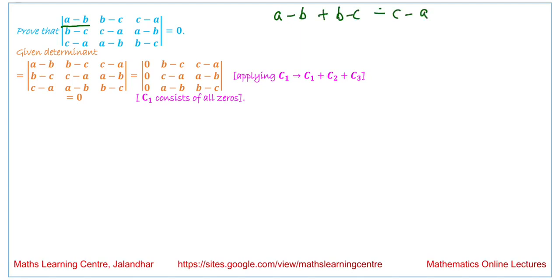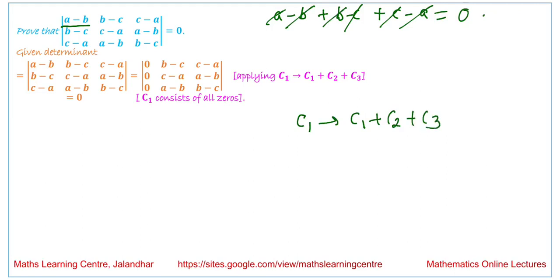If we add all these values, the c and c get cancelled, a and a get cancelled, b and b get cancelled, and we finally get the answer 0. So what we can see from this is, if we apply the operation column 1 approaches column 1 plus column 2 plus column 3, this determinant will become 0, 0, 0.